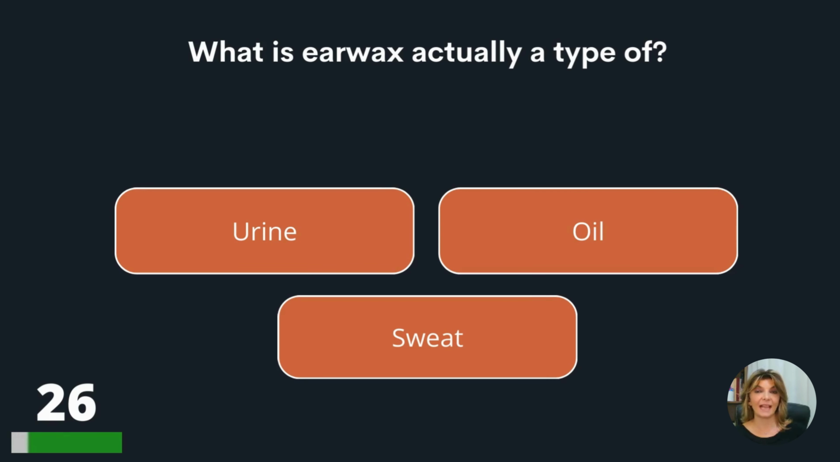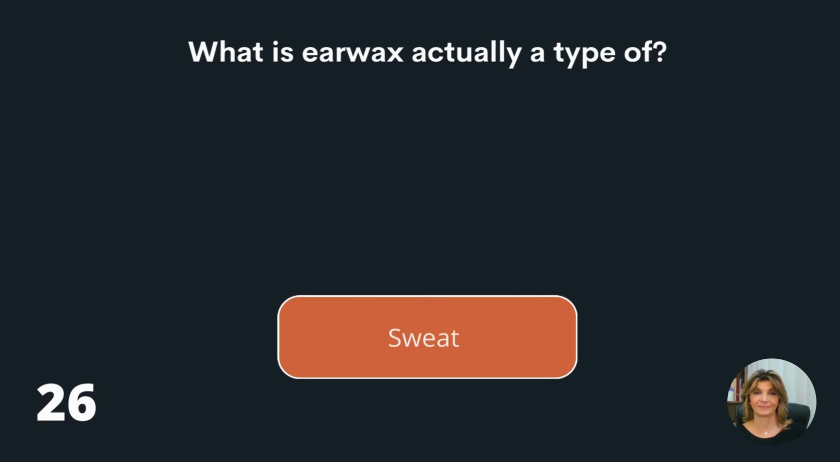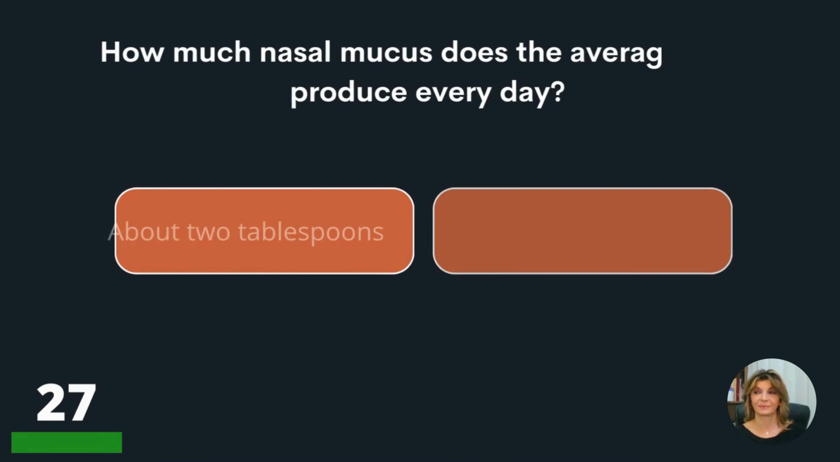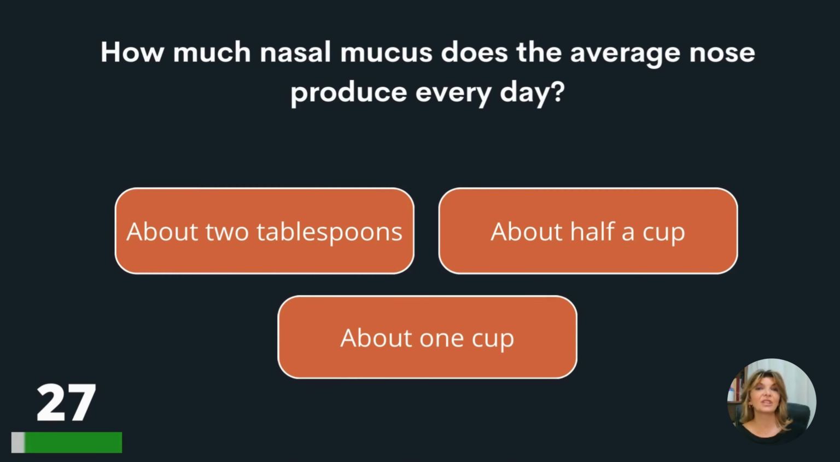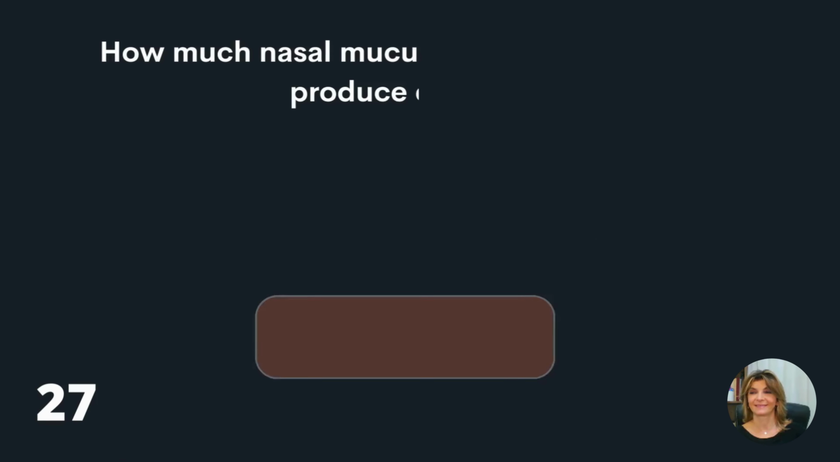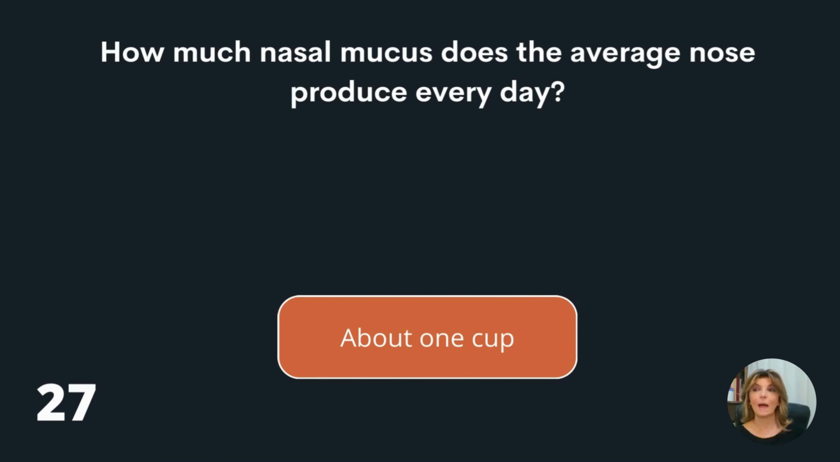What is earwax actually a type of? Urine, oil, or sweat? Sweat. How much nasal mucus does the average nose produce every day? About 2 tablespoons, about half a cup, or about 1 cup? About 1 cup.